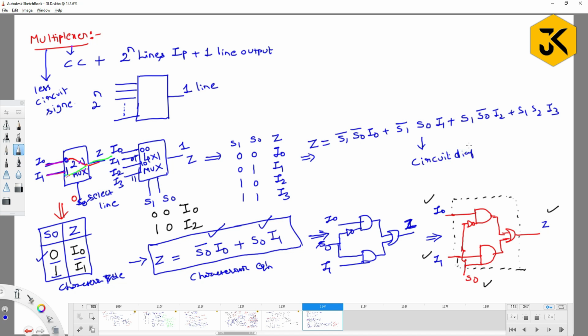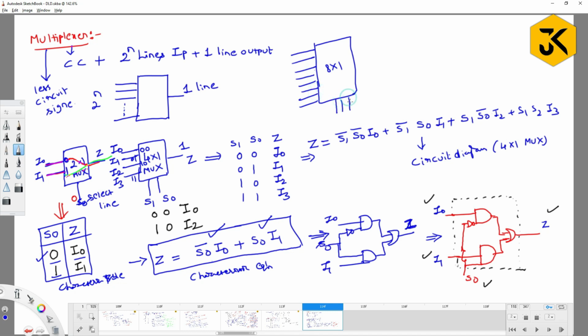Corresponding circuit diagram, which is of type 4 by 1 multiplexer, like this, right? So if I am trying to say that 8 by 1 MUX, how many inputs are there? How many inputs I am asking? 8 inputs are there.